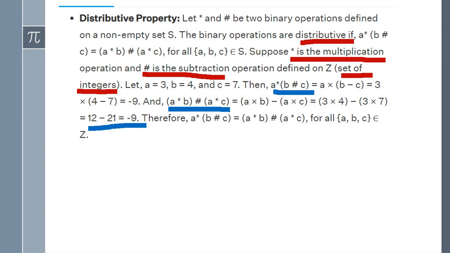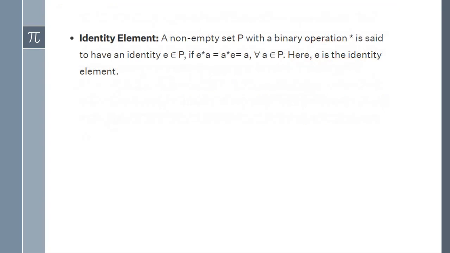So I hope I was able to explain it very well. Next, identity element. A non-empty set P with a binary operation star is said to have an identity E in P if A star E is equal to E star A is equal to A, for all A in P. So here, E is the identity element.